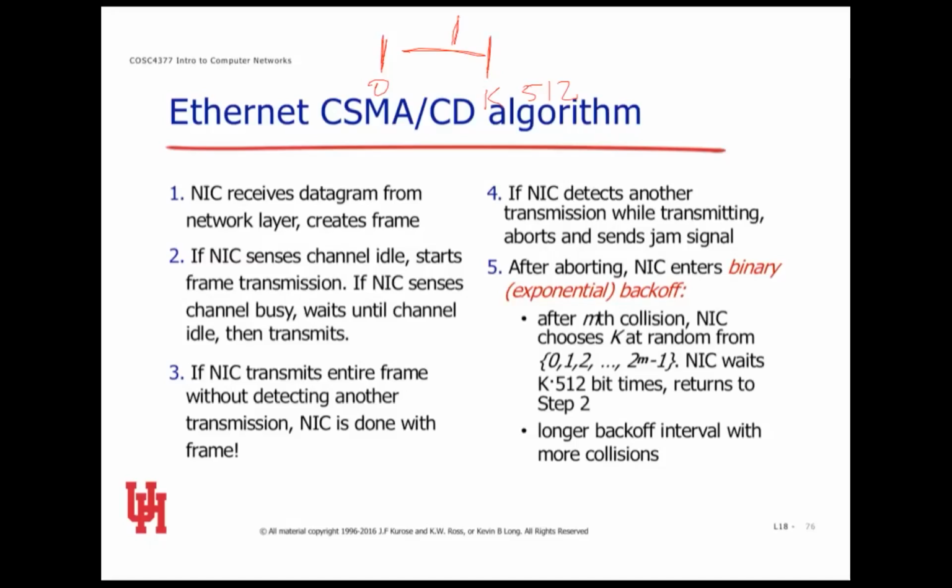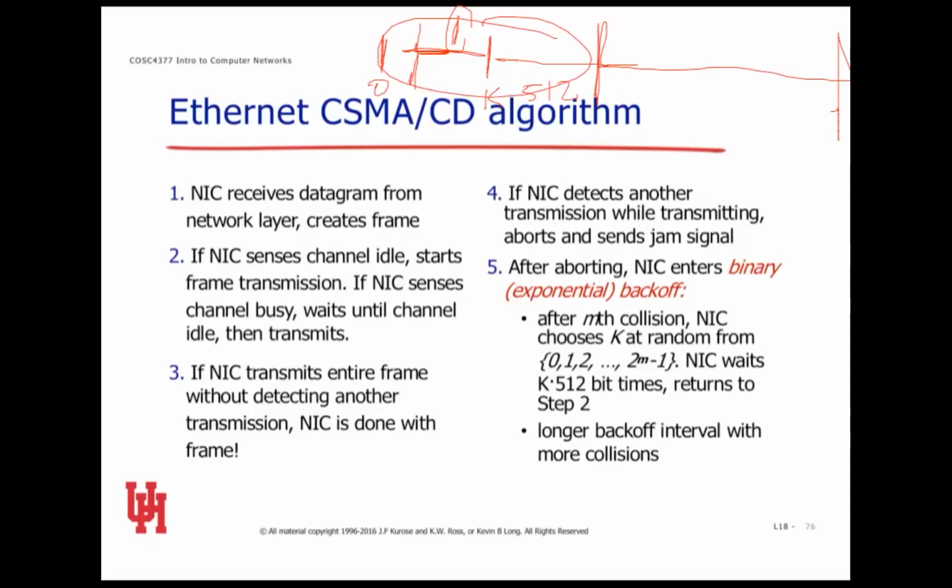Now hopefully the other guy picks something different and he'll start sending, and on average you're going to have 256 bits worth of time to hear him before you start. That's the way the math will work out. If you have another collision, either with him or with somebody else, you're going to double and now pick something in this bigger range. If it happens again, you're going to double again to 4 times the size, then 8 times the size, and 16 times the size. So you're going to start spacing out.